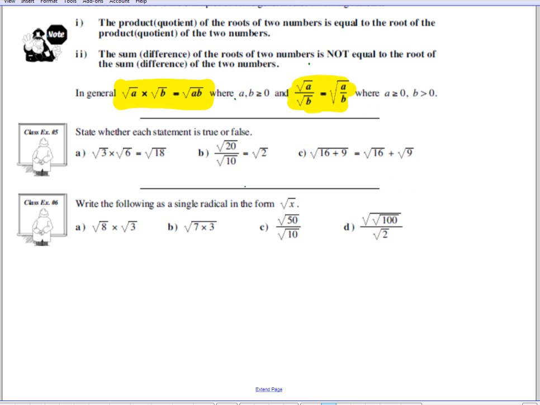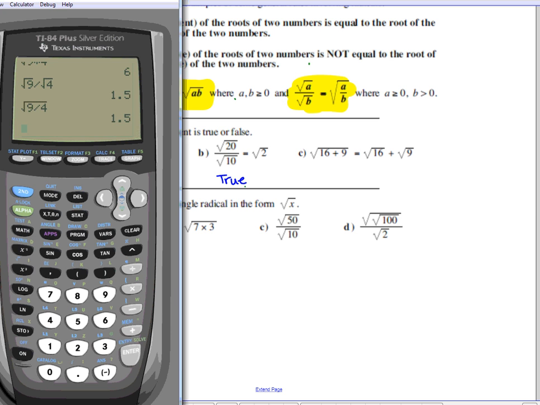Root 3 times root 6, is that equal to root 18? True or false? True. Multiplication, that is true. If you need to check with your calculator, you're more than welcome to. Is root 20 divided by root 10 equal to root 2? Yes, that would also be true. Could we check on our calculator? Sure could. If you're not sure, type it in. Oops, I forgot the division symbol. That's important. Is that the same thing as root 2?